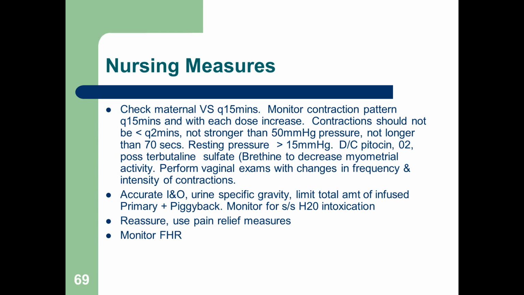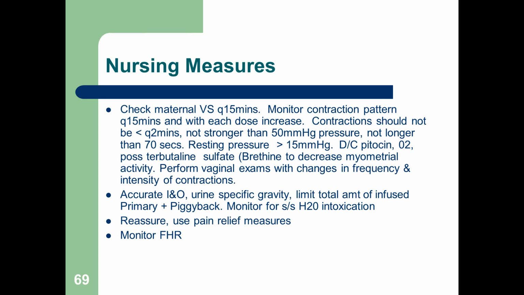utilize, such as vital signs every 15 minutes. You're going to monitor the contraction pattern, and with each dose increase, so as you titrate that and increase or decrease your pit, you're going to make certain that you monitor your patient and document their vital signs and the fetal heart rate, what the contractions are doing. Contractions should not be less than every 2 minutes, but certainly not stronger than 50 millimeters of mercury pressure. They should not last longer than 70 seconds, okay?